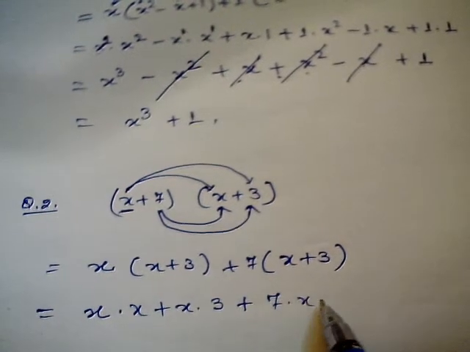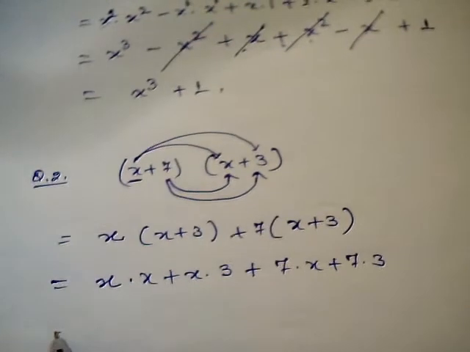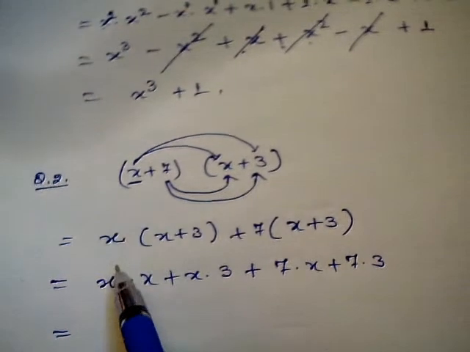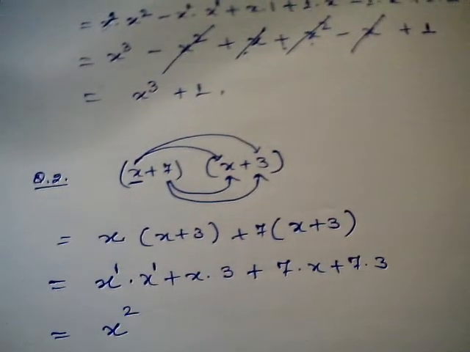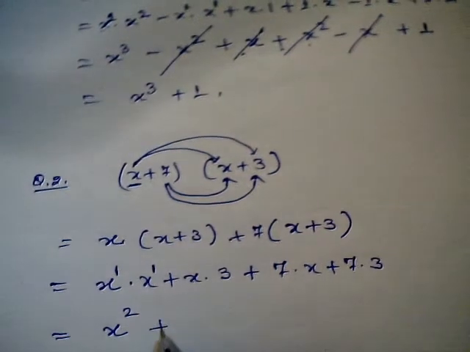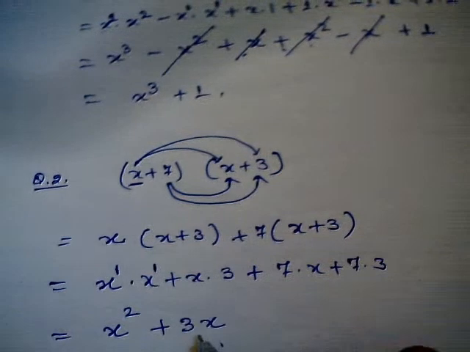Okay, now how is it going to be? x to the power 1 and x to the power 1. So how is it going to be? The powers get added. Now 3 multiplied by x, so I'll write the number in front and then the variable. So 3x I have written. In a similar way this is 7x, and 7 times 3 is 21.